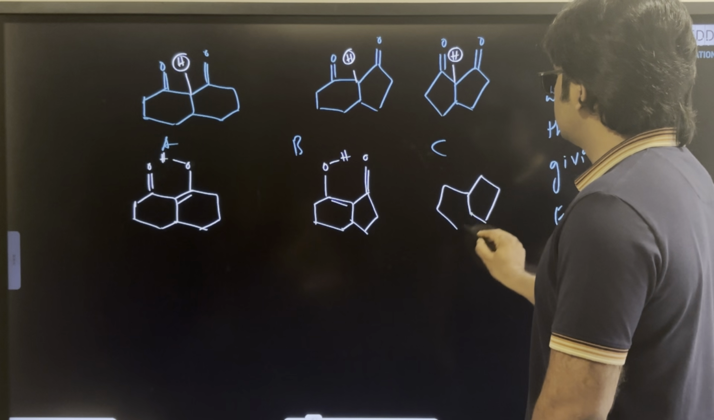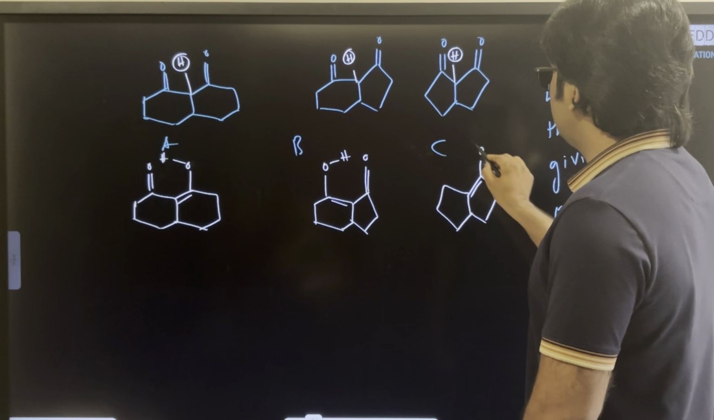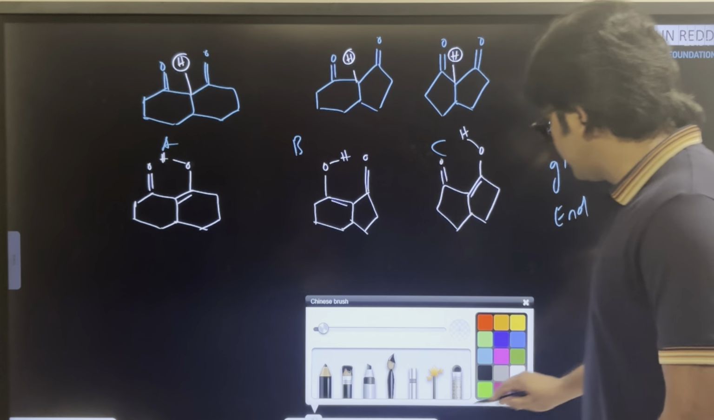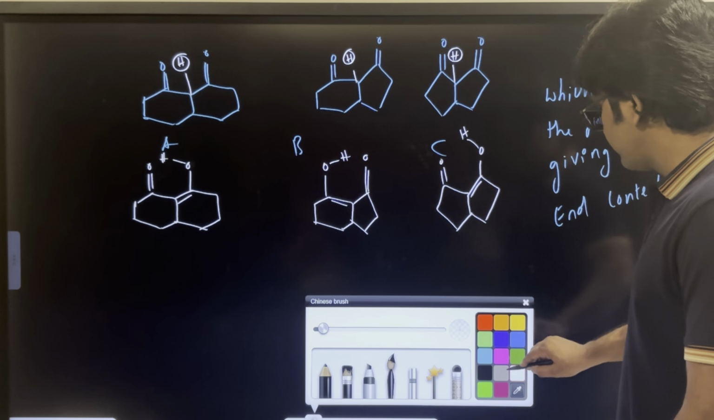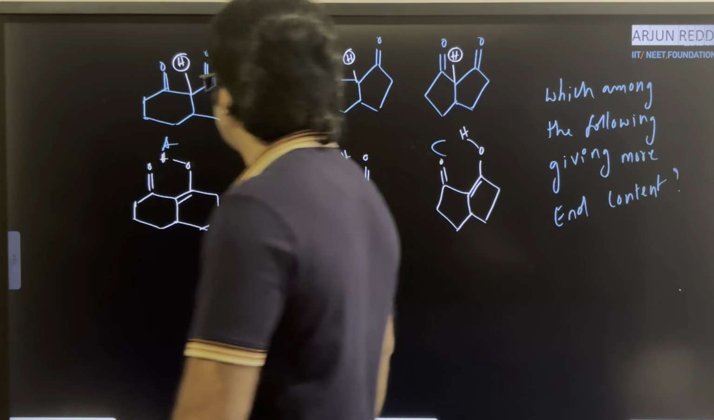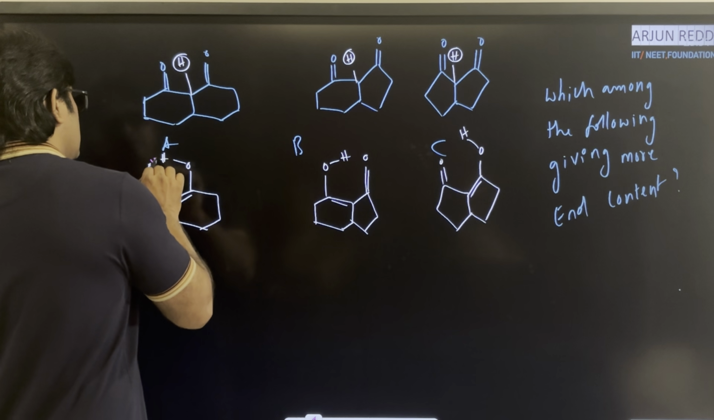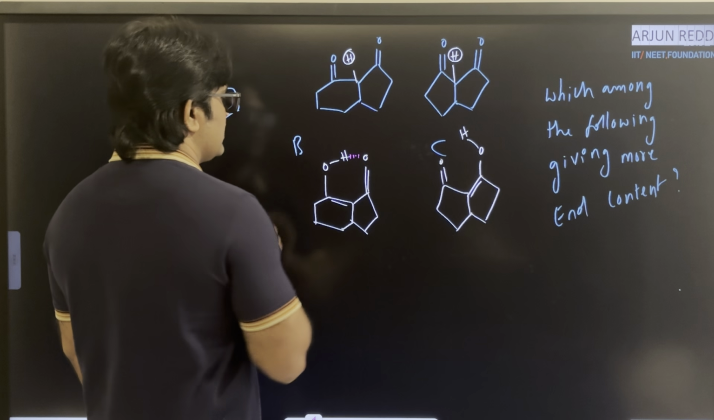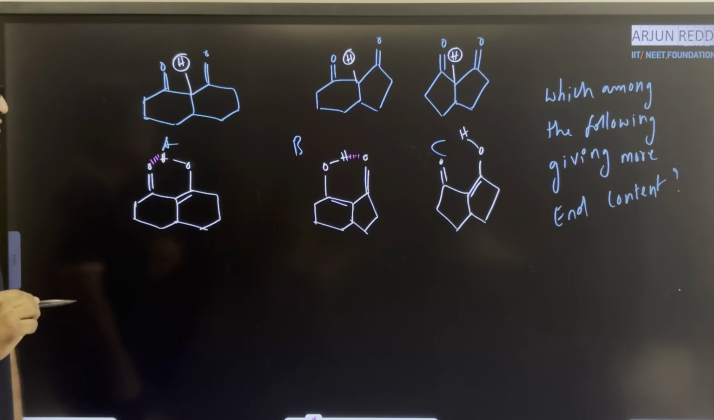There is no difference, both giving what? The same type of enol form. Yes, this is our compound. Now you check the stability of this compound. In the first one, yes, there is an intramolecular hydrogen bond also. The second one also has an intramolecular hydrogen bond. But what is the difference between these two?